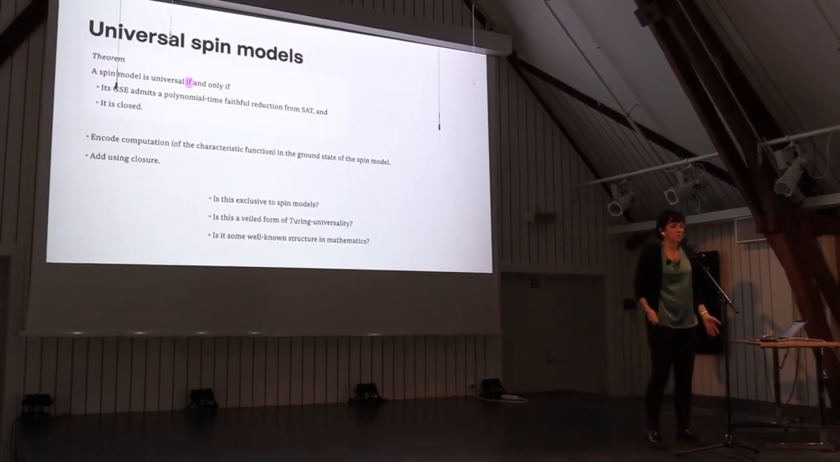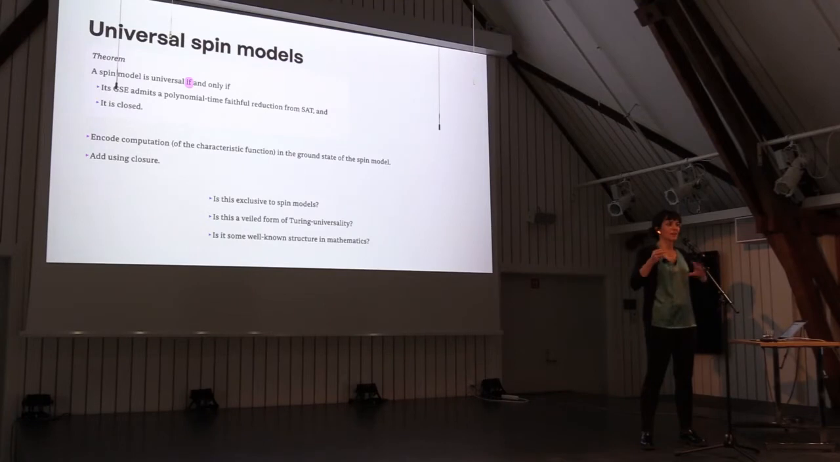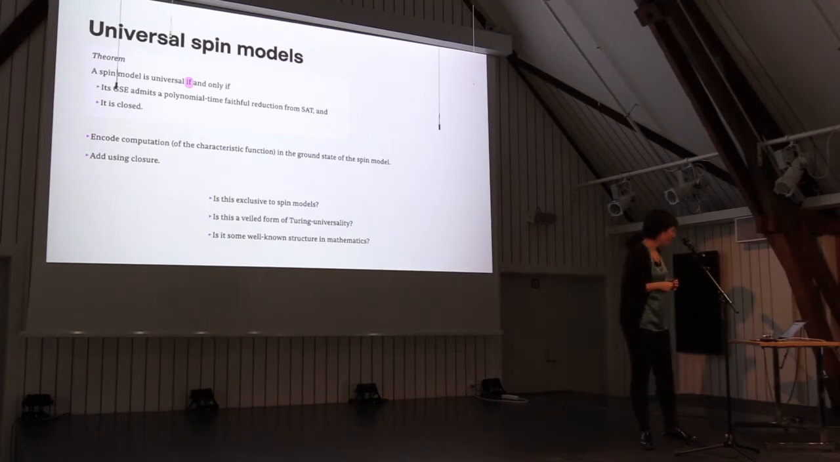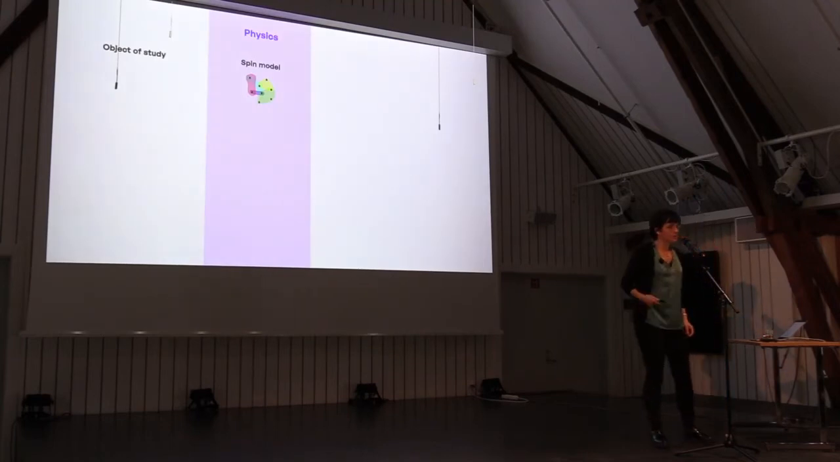So now, is this exclusive to spin models, or what's going on? Or is this some veiled form of Turing universality? Or is it some other well-known mathematical structure like the basis of a vector space? So I would like to understand these questions because I think they would allow us to transfer a lot of results among disciplines. And that's kind of the goal. In particular, let me show you some similarities with other forms of universality.